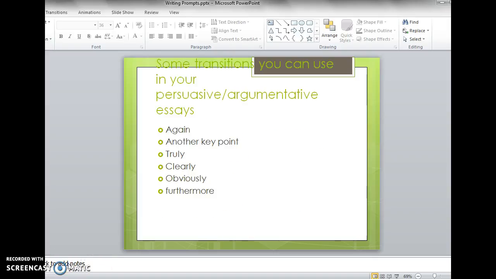Be sure to always use transitions in your writing. Here are some common and powerful transitions you can use when you're writing a persuasive or argument paper.